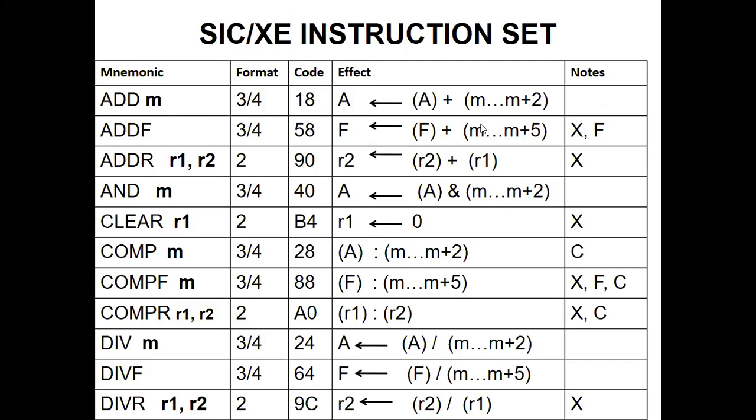Someone is saying, why doesn't RDM have notes? I don't think it needs them; remember we said that we have X, F, or C. Now this one can be used either in format 3 or format 4, and there is nothing special about it. Then for the ADDF, there is an X there, which means it is only for the SIC/XE. So I think it is important that they alert you to that.